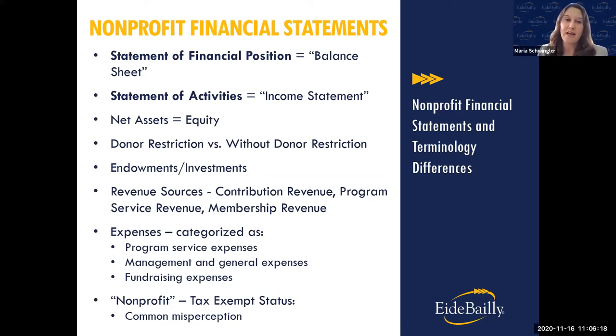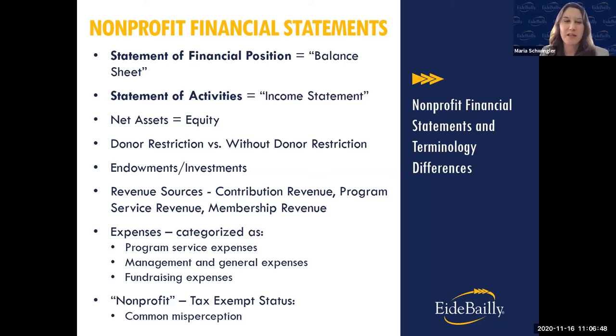Expenses are required to be categorized into three specific areas, both on the financial statements and on the Form 990. These categories include program service expenses, management and general, and fundraising expenses. And these allocations are oftentimes based on some aspect of an allocation estimate. So it's important for board members and management to understand what that allocation is and what story that may be telling an outside reader of the financial statements.